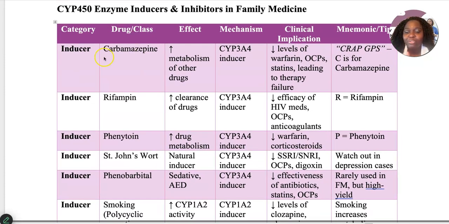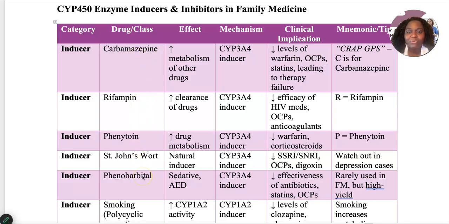First of all, we have the inducers: carbamazepine, rifampin, phenytoin, St. John's wort, and so on and so forth. So what is the effect of these inducer drugs? It is going to increase the metabolism of other drugs, or another way of saying that is it is going to speed up the metabolism of the other drug, or it is in fact going to decrease the efficacy of other drugs. Be familiar with all those terms as well, because whether it's increasing or decreasing will determine how we titrate our drugs, which direction the drug goes.